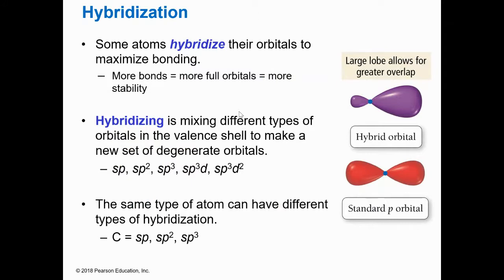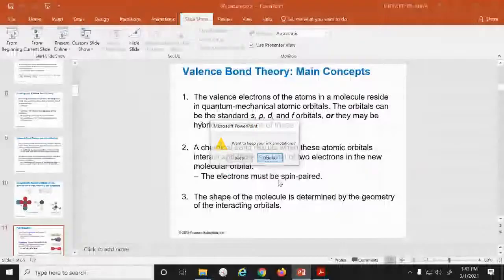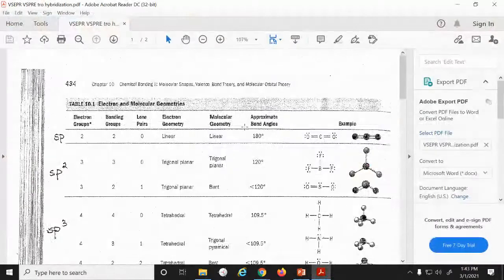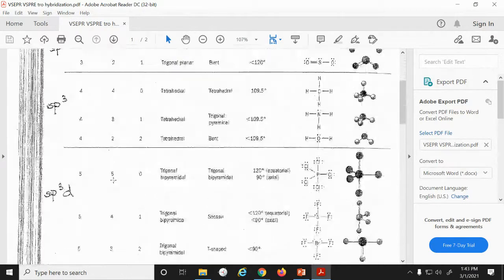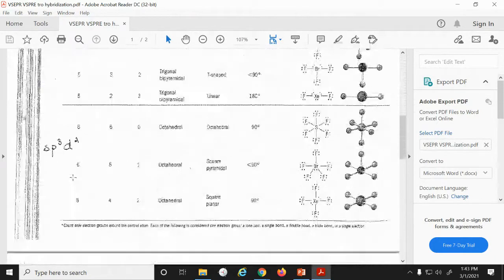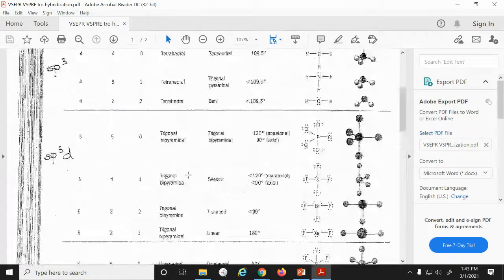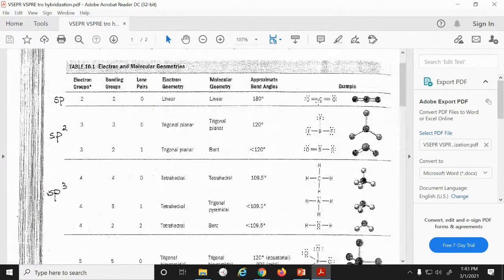So we have different types of hybridization that can occur. SP, SP2, SP3, SP3D, SP3D2, okay? Now, if you remember, I showed you guys this in class last time, right? SP, this whole grouping is SP2, this whole grouping is SP3, SP3D, SP3D2. Look at the relationship here.